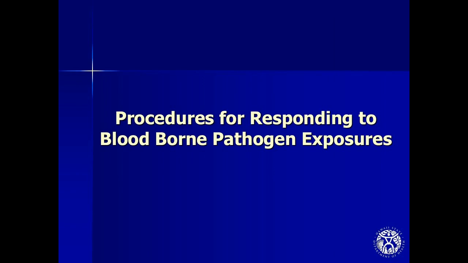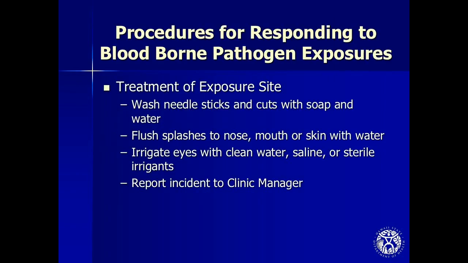Now we will review the procedures for responding to blood-borne pathogen exposures. If a person is exposed to blood-borne pathogens at a school-located influenza immunization clinic, treat the exposure site immediately. Wash needle sticks and cuts with soap and water. Flush splashes to the nose, mouth, or skin with water. Irrigate eyes with clean water, saline, or sterile irrigants. Report any blood-borne pathogen exposure to the clinic manager.